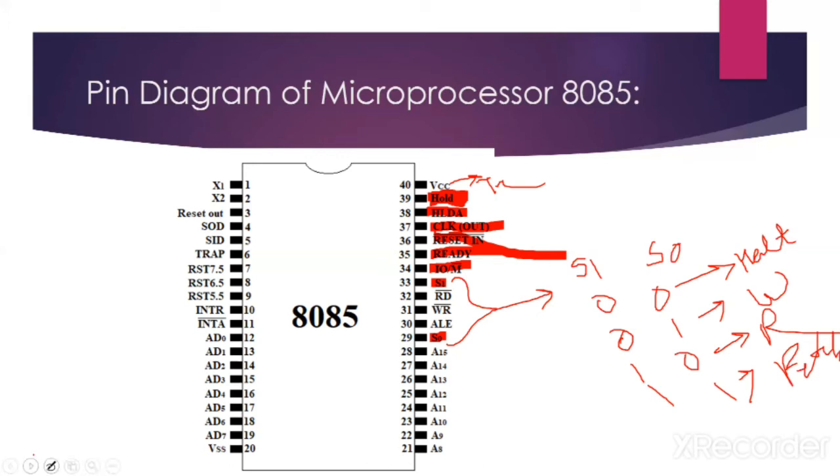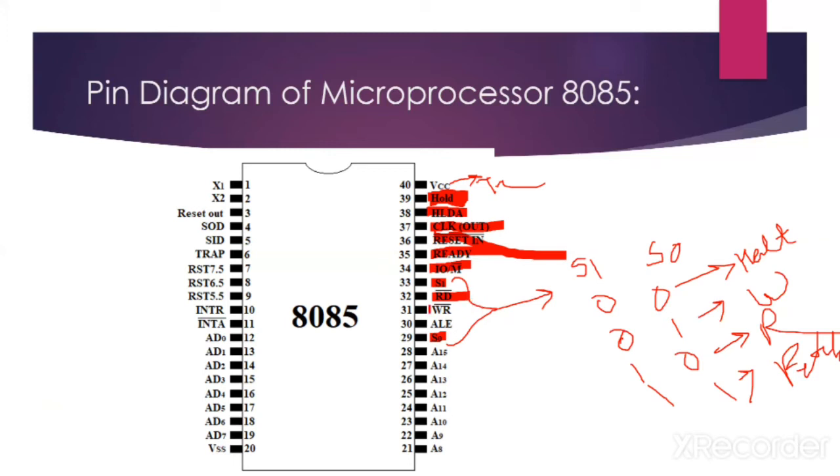So next pin is read, RD, that is read. This is a read control signal. This is active low signal. The signal indicates that selected input output or memory device is to be read and data is available on a data bus. It is also tri-stated during hold and halt state.